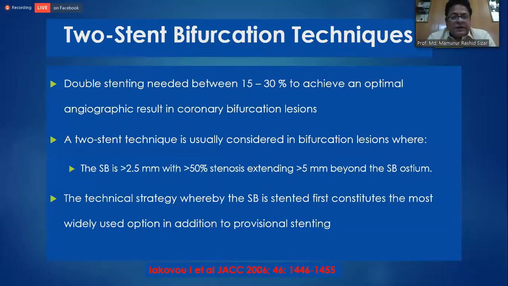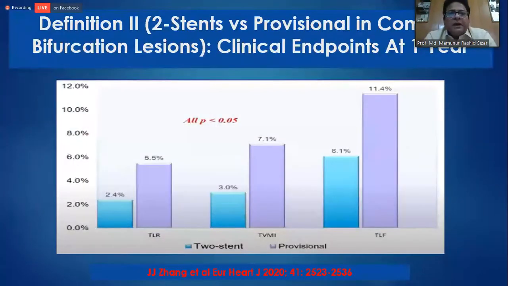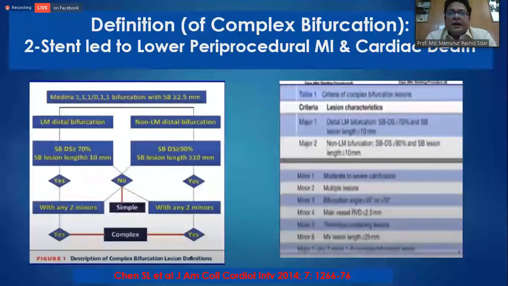The technical strategy where the side branch stent is placed first continues to be widely used as an option in addition to provisional stenting. The DEFINITION II trial shows that the endpoints of death, myocardial infarction and target vessel revascularization are less in the case of two-stent than provisional stenting. Here, two-stent stenting is taken directly in the case of complex bifurcation lesions.